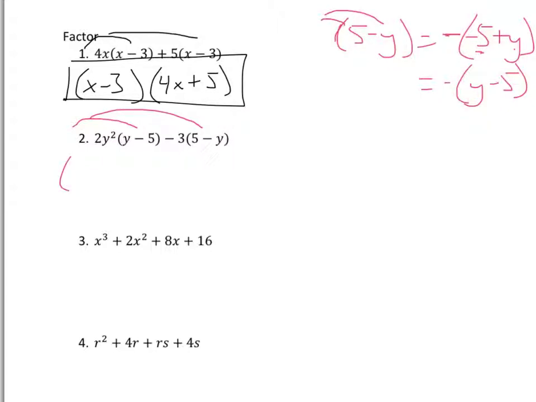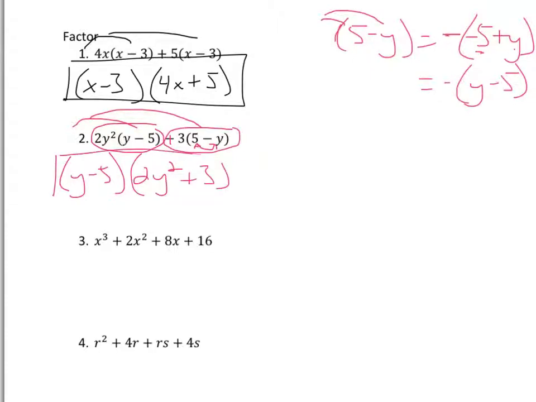I'm going to take out a y minus 5. Now remember for this one, in order to flip these two, I have to change this sign. To make it a y minus 5, I need to change my sign to a positive. So what am I left with if I take out a y minus 5? You're left with 2y squared. And what am I left with here? I'm left with plus 3. So that'll be the final answer.